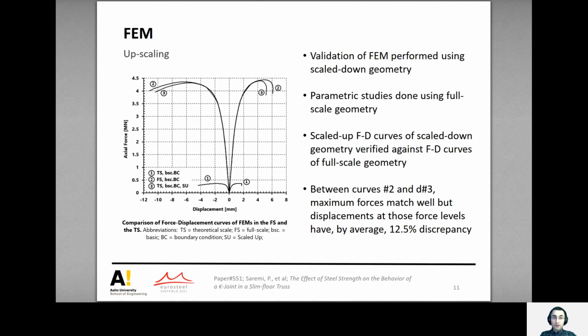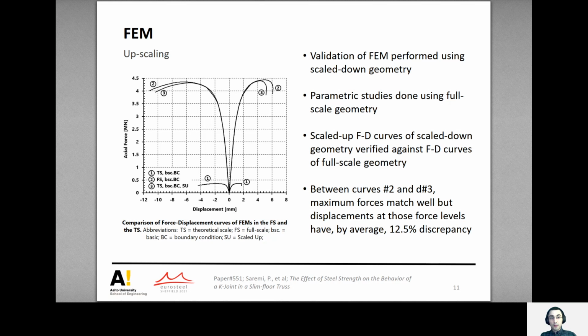The parametric studies were performed using the full-scale finite element model. And we needed to transition from the small scale validated model to the full scale finite element model. In doing so, we compared the results from the small scale and full scale model to observe any possible changes in the behavior of the joint model.